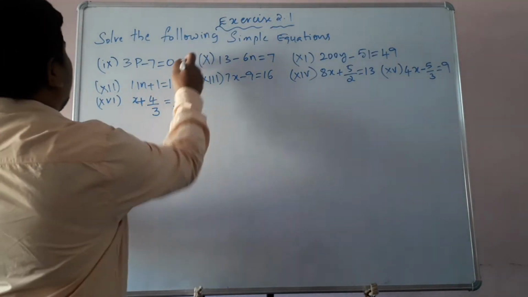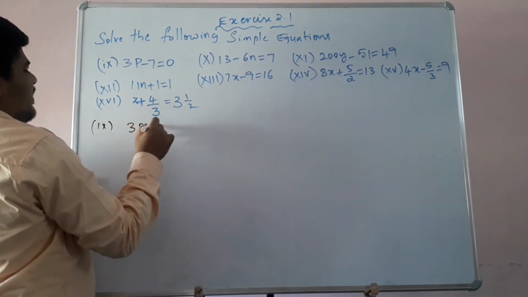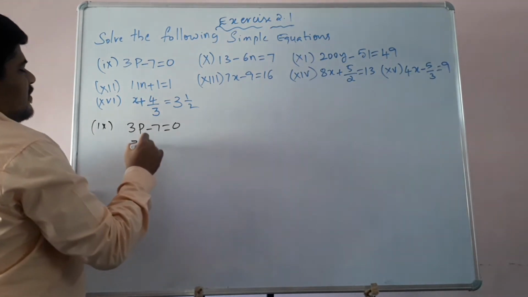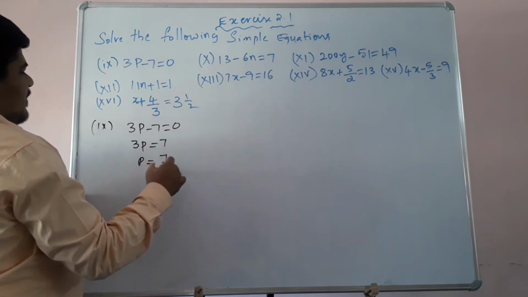3p minus 7 is equal to 0. Okay, 9th problem. So if 3p minus 7 is equal to 0, children, after transposing minus becomes plus. So that's 3p is equal to 7. Into becomes by. So p is equal to 7 by 3.